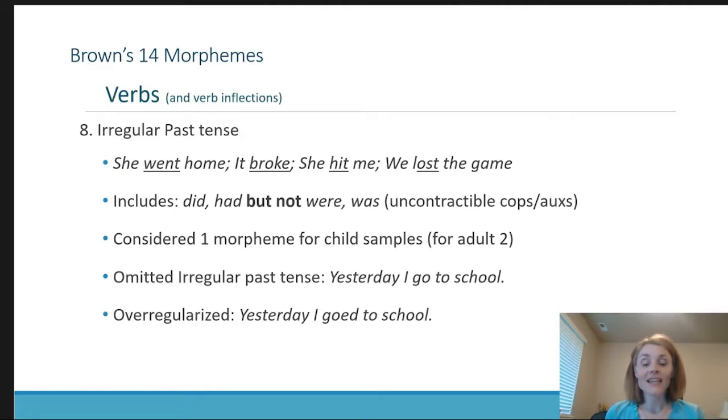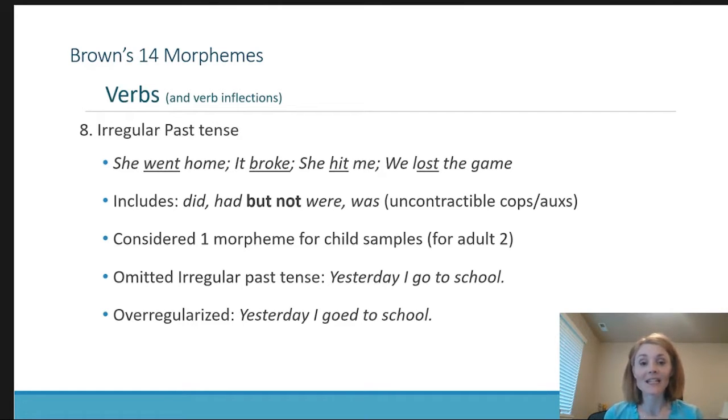And this category includes the verbs do and have, so the irregular forms did and had. But it does not include the irregular past tense of the verb to be, so were and was, because these are counted as uncontractable copulas and auxiliaries, which we will go over in the next video.